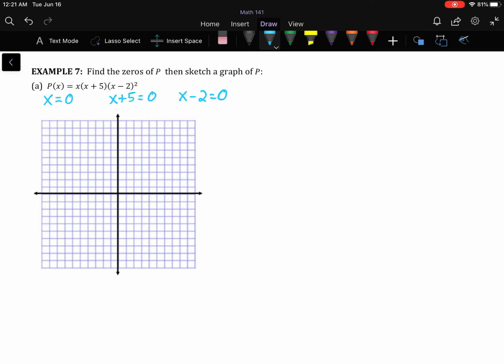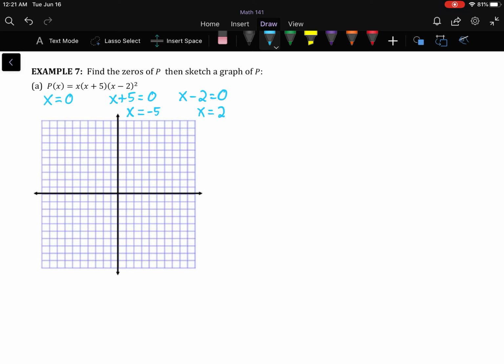The first one is given. We've already solved for x, but for the next two, we need to get x by itself. So we subtract 5 from both sides with this one, and get x equals -5, and with the other one, we add 2 to both sides, and get x equals 2.